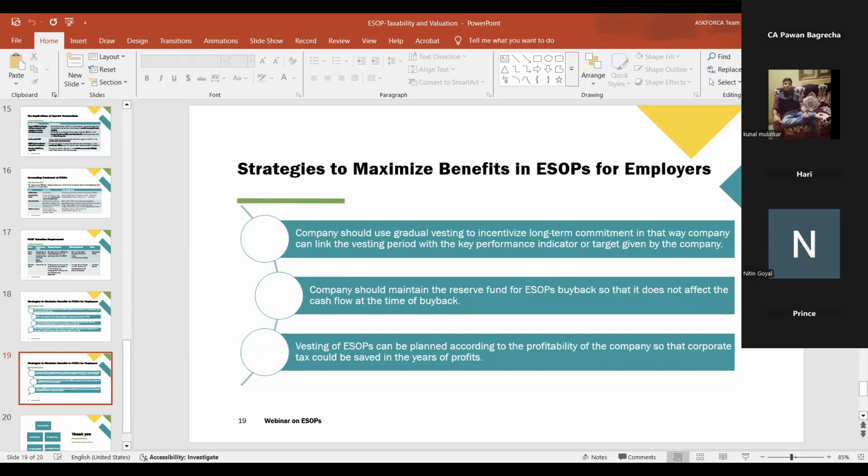These are the strategies for the company to take the maximum benefit in the ESOP. The company can use gradual vesting; the company can make it performance based, target based, or project based. So the company can get the work done by the employees, and it will be better for the company if it can be linked with the performance.